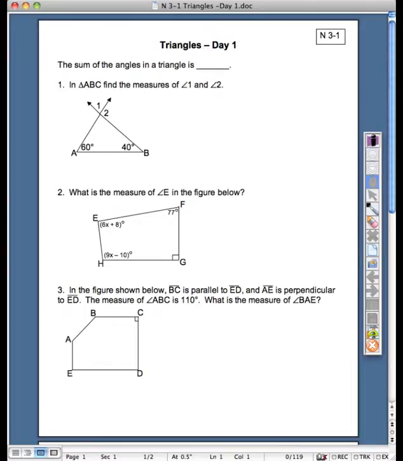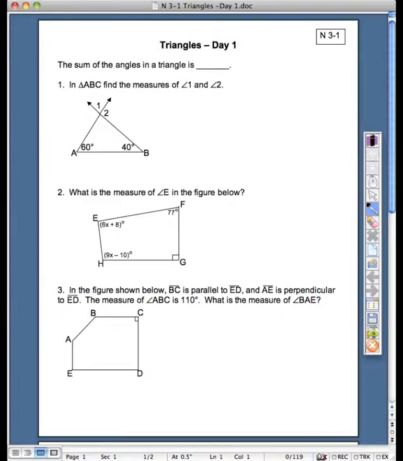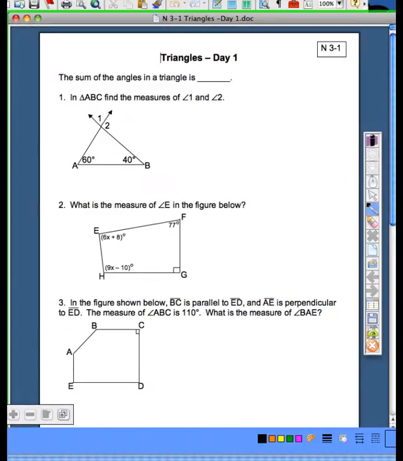All right, in Unit 3, we're going to review some geometry, basically because you need a little geometry review for tax. So we're going to go through a couple days of that today. If you remember, the sum of the angles in a triangle is 180 degrees. And you have these notes, so you should be filling them out as we go.